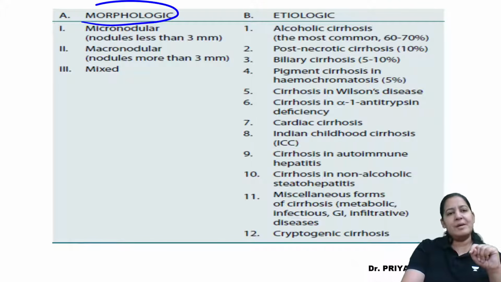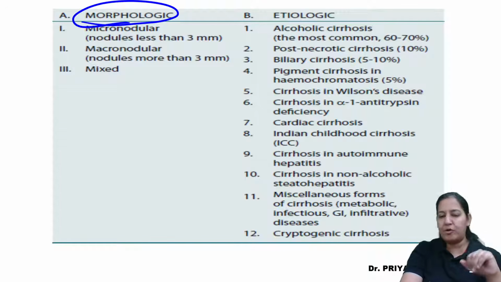We are done with morphological. Sometimes it is mixed also. Micro, macro, both are there. So the morphological classification is done. It is micronodular, macronodular and mixed.